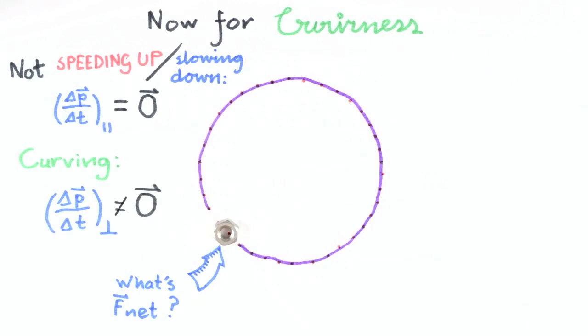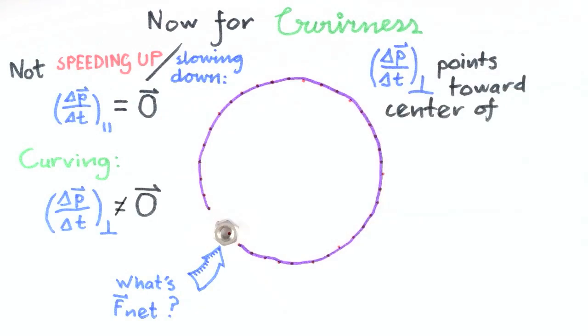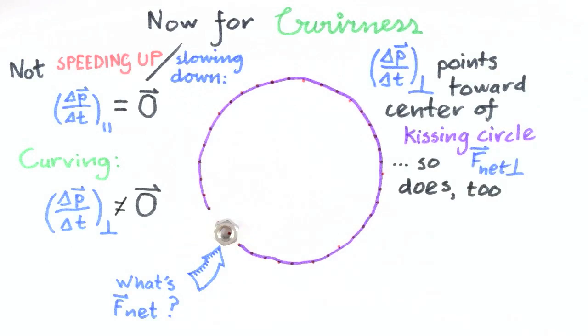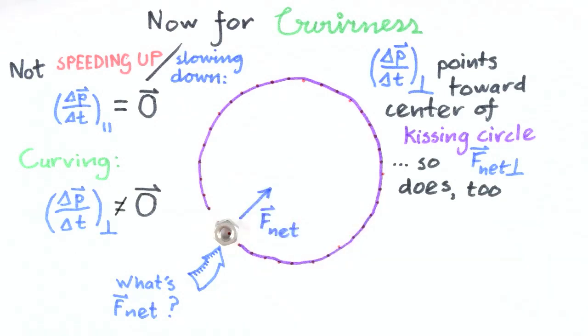That means the direction of delta p over delta t perpendicular is, as always, toward the center of the kissing circle, so that, by Newton's second law, the cause of the curviness, F net perpendicular, must also point in this same direction. Now, since F net parallel is 0, then F net must also be equal to F net perpendicular. Therefore, F net must point toward the center of the kissing circle as shown.